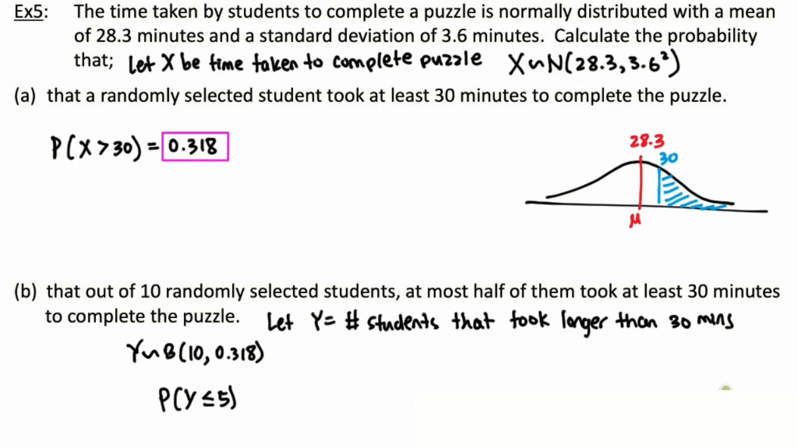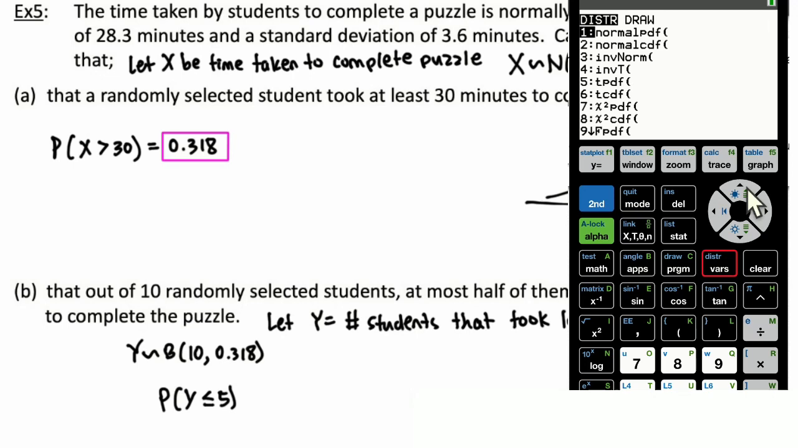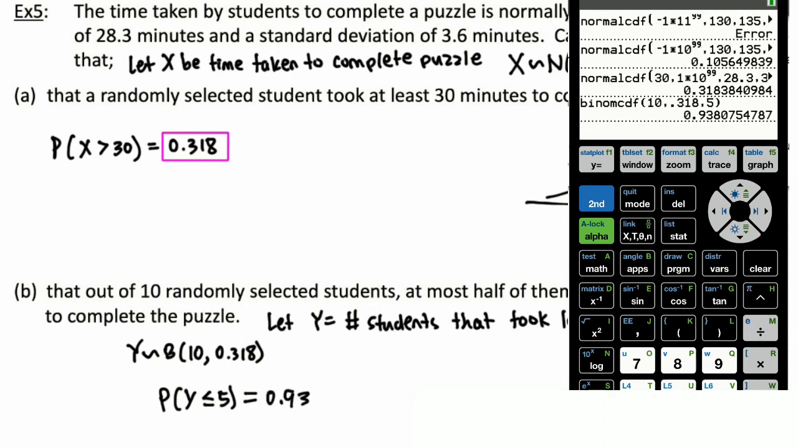So now we're going to go into our distribution menu. We're going to scroll up this time and look for our binomial CDF, since we have a less than or equal to function. Number of trials is fixed at 10. Our probability of success we found to be 0.318 from part A, and we're looking for when y is less than or equal to 5. So we paste that value in, and we get a probability of 0.938 rounded to 3 sig figs.